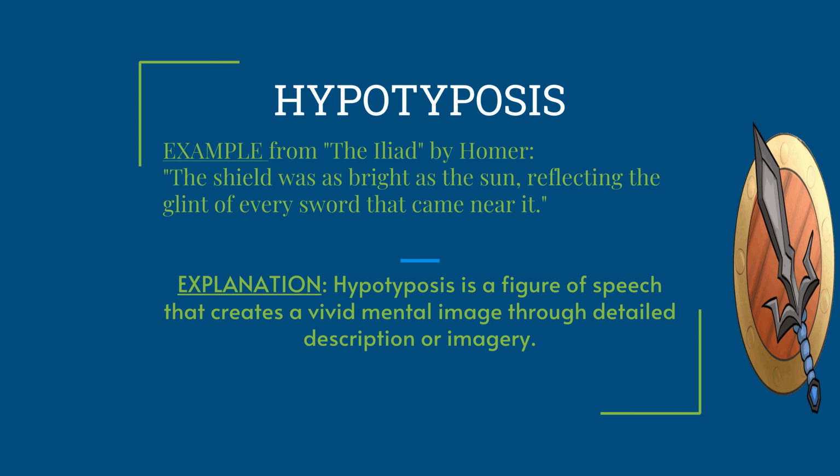10. Hypotyposis. Example from The Iliad by Homer. The shield was as bright as the sun, reflecting the glint of every sword that came near it. Explanation. Hypotyposis is a figure of speech that creates a vivid mental image through detailed description or imagery.